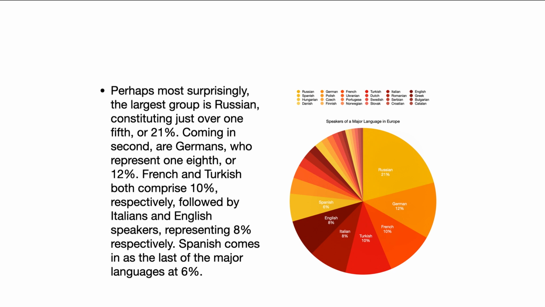Perhaps most surprisingly, the largest group is Russian, constituting just over 1/5, or 21%. Coming in second are Germans, who represent 1/8, or 12%. French and Turkish both comprise 10%, respectively, followed by Italians and English speakers, representing 8% respectively. Spanish comes in as the last of the major languages at 6%.